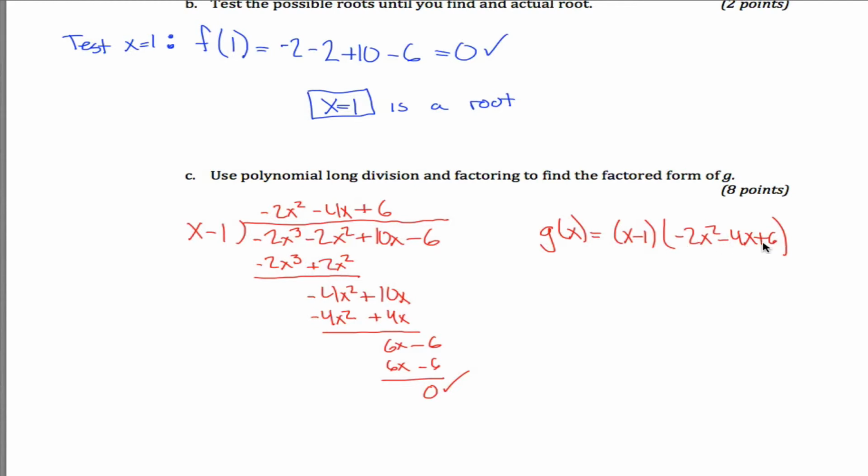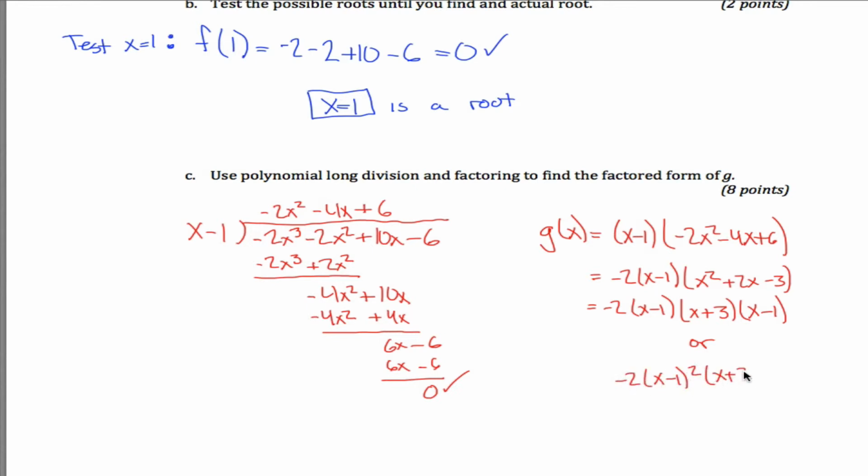One thing we could do is pull out a -2 from this polynomial and write it as -2 times x minus 1 times x squared plus 2x minus 3. And now we can factor this. I just need two numbers that multiply to -3 and add to positive 2. How about positive 3, -1? So -2 times x minus 1 squared times x plus 3 would be your factored form.